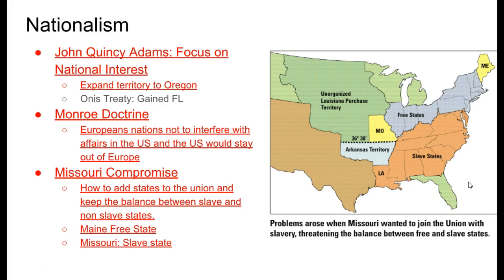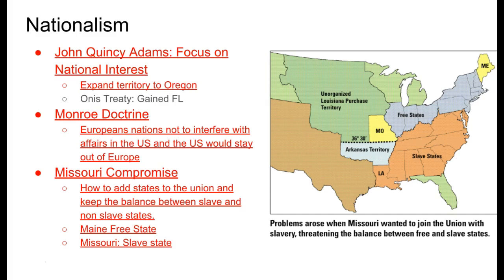During this time period, because again, we were focused more on our own country, we signed the Monroe Doctrine. The Monroe Doctrine said that the United States would not interfere with issues in Europe as long as Europe didn't interfere with issues in the United States. Again, this idea of nationalism, this idea that we're only focused on ourselves and the development of our own country.